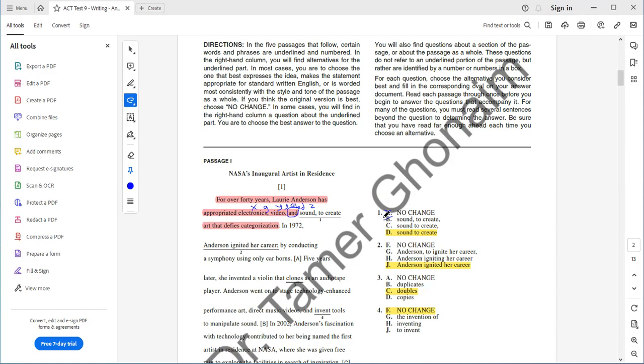So this is wrong. Do you need a comma after create? Create what? We need the object. So it's going to be wrong. So the right thing is going to be without punctuation. Clear, Dr. Ahmed?